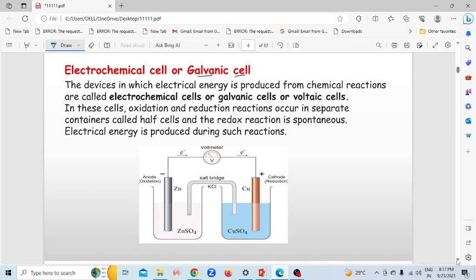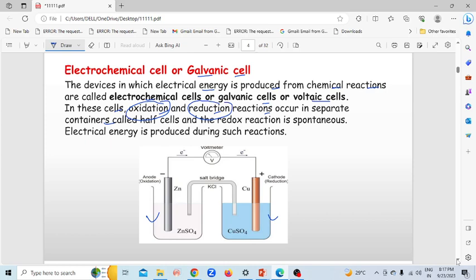It is the device in which electrical energy is produced from a chemical reaction. So electrical energy is generated from a chemical reaction in what is called an electrochemical cell, galvanic cell, or voltaic cell. In this cell, oxidation and reduction reactions occur. I have already told you that both reactions occur, that's why it is called a redox reaction. Oxidation and reduction occur in separate containers, first and second, called half cell reactions.